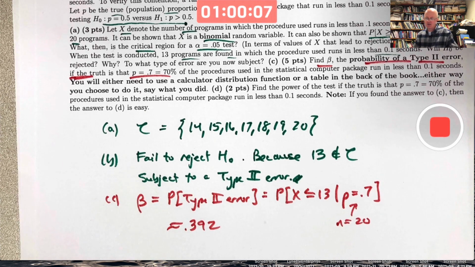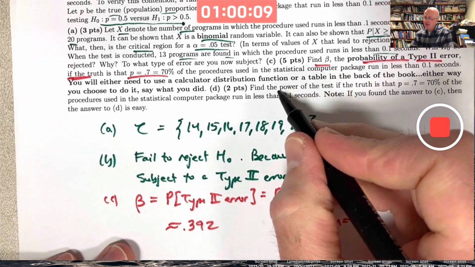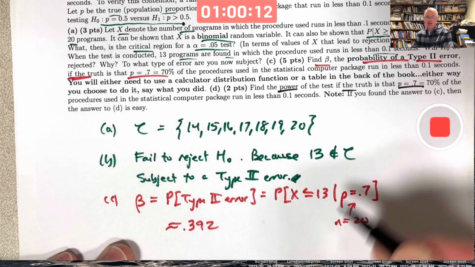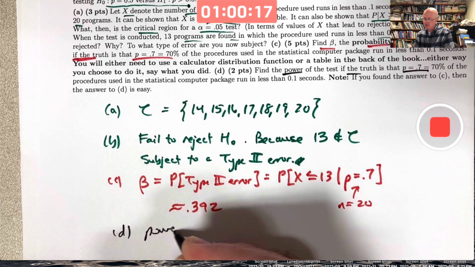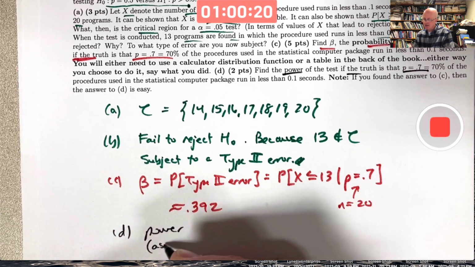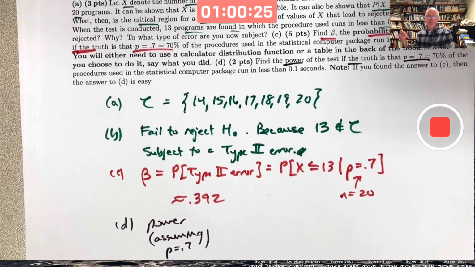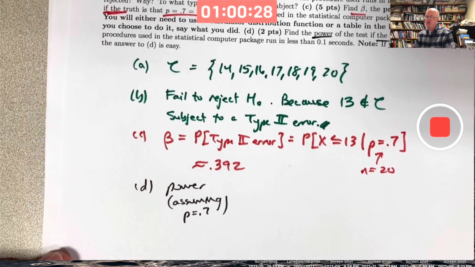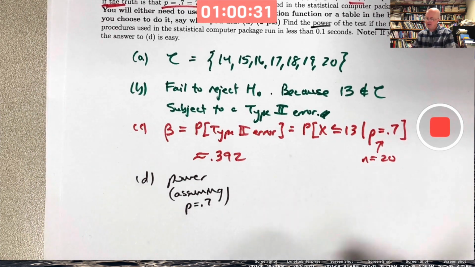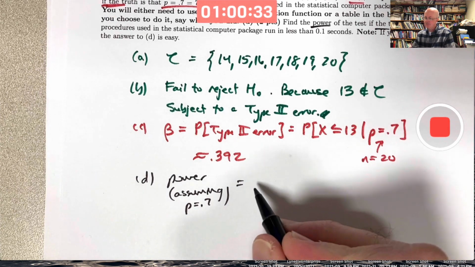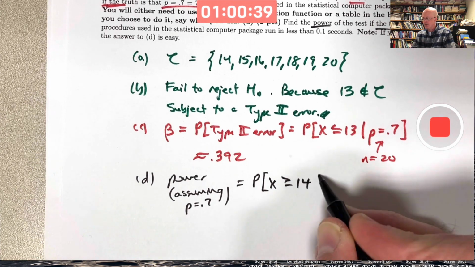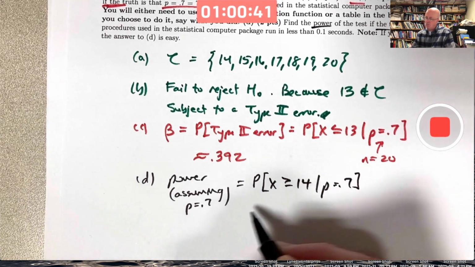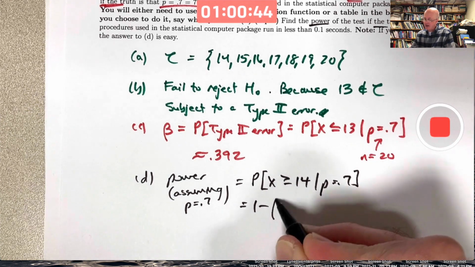And the power of the test, which is part D, if the truth is 0.7, is just the complement of this. The power, assuming p equals 0.7, is your probability of correctly rejecting the null when you should, because the alternative is true. It's the probability that you are in the rejection region, given that p is 0.7, 1 minus this probability, 1 minus beta.